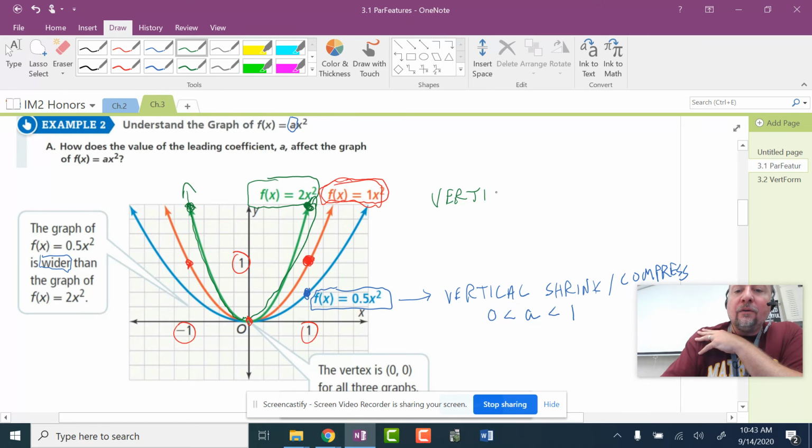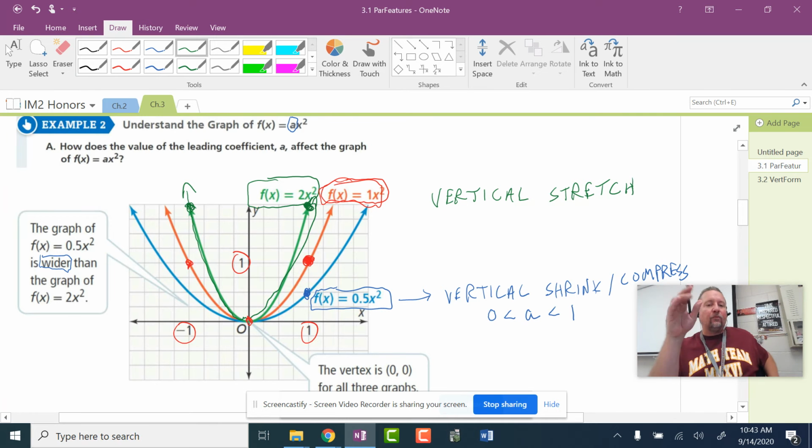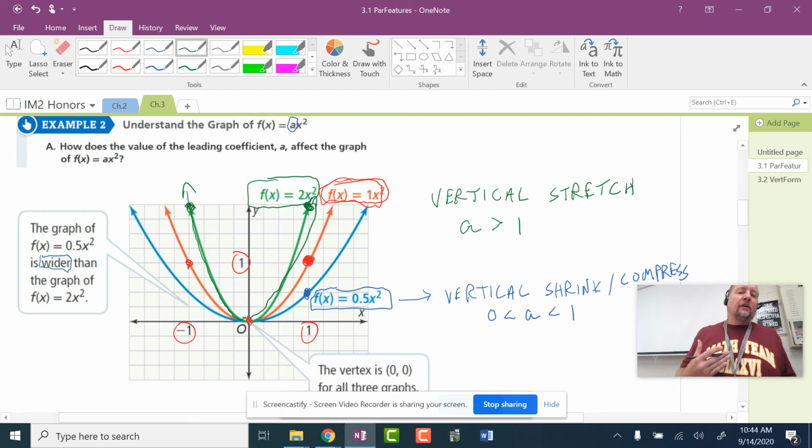And what are we talking about? We're talking about compared to the parent function. So this is vertically stretched compared to the red y equals x squared function. And this happens when a is greater than 1. You'll get stretches by whatever that factor is. And that's how you word it. The green one is a vertical stretch by a factor of 2. The blue one is a vertical shrink or a vertical compression by a factor of 0.5.